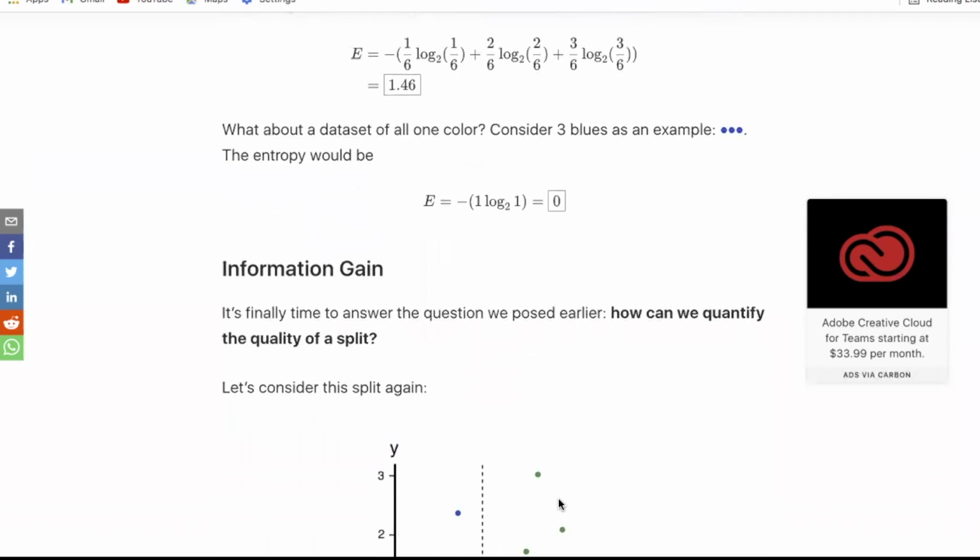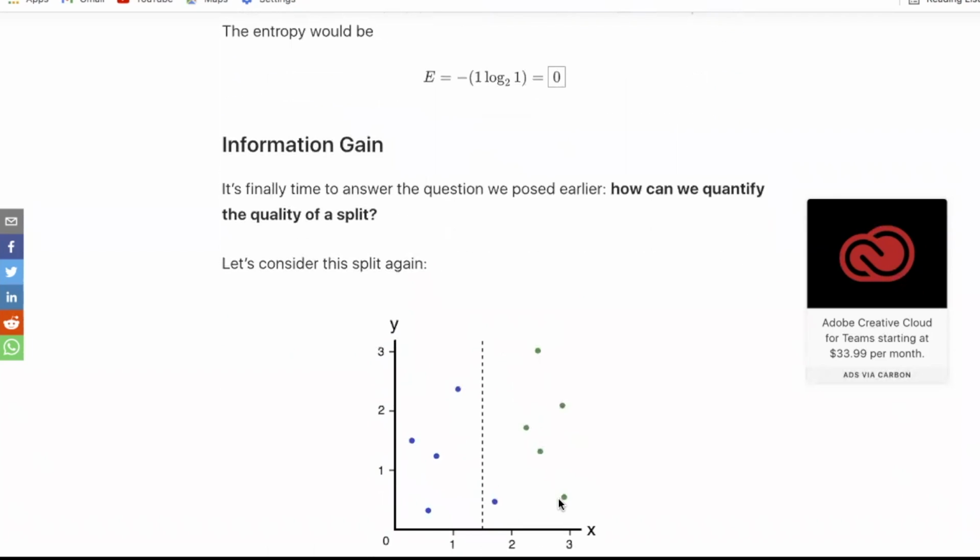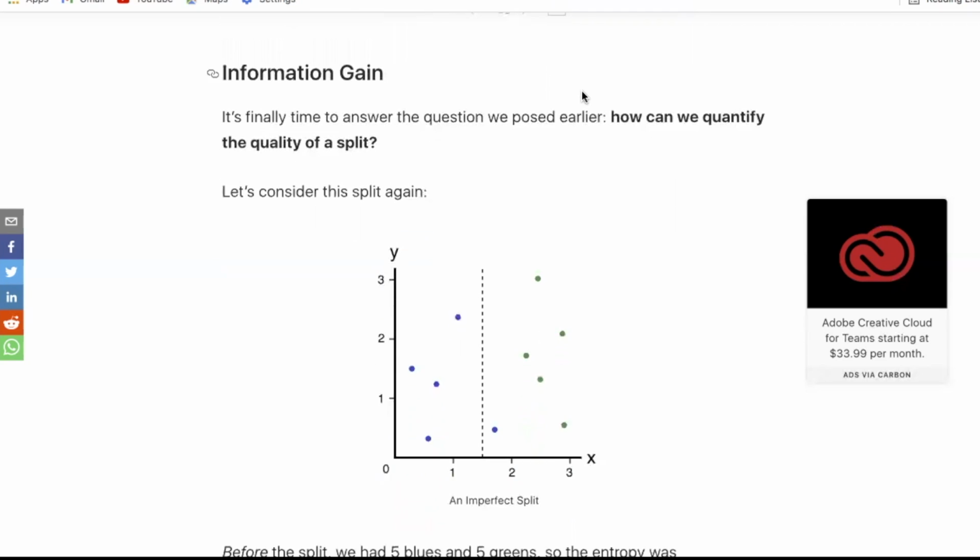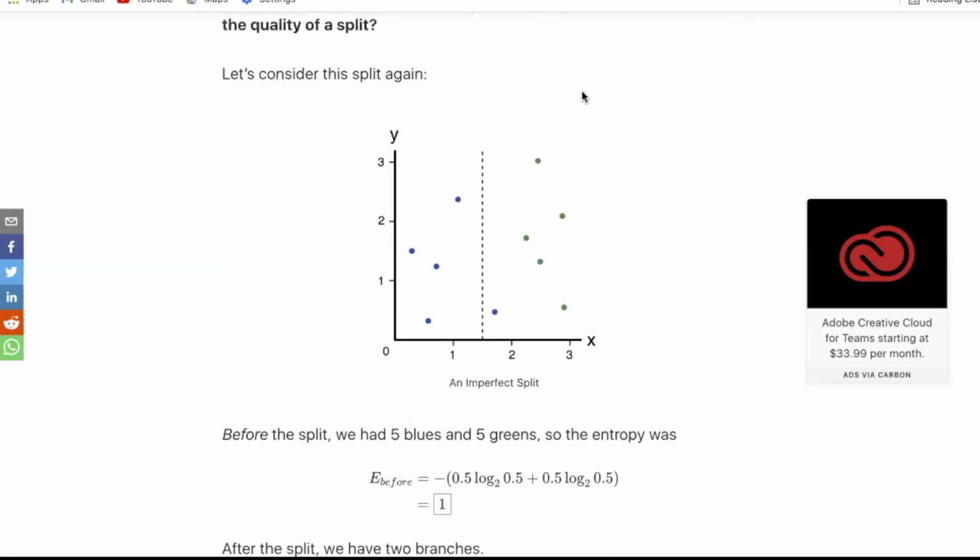Now moving on, we want to find the information gain. Till this point we have seen the information entropy. Now we want to find the information gain to quantify the quality of a split. Fine. So what we have done here, we have made another split for the same data set with x equal to 1.5.